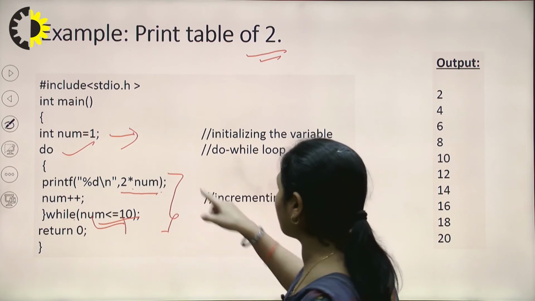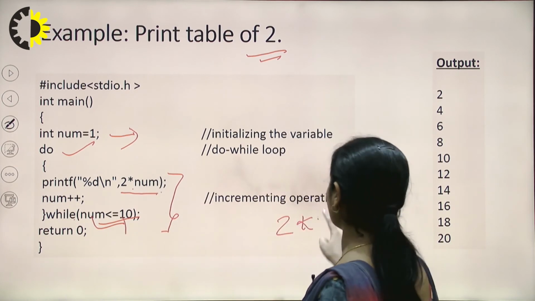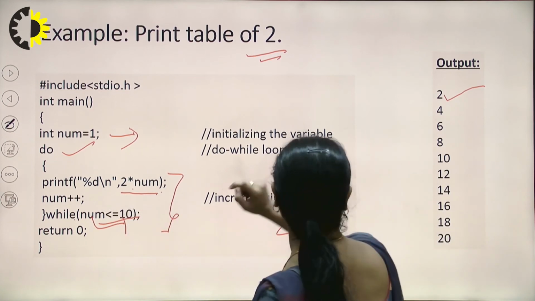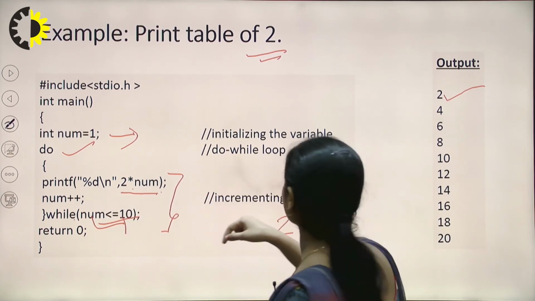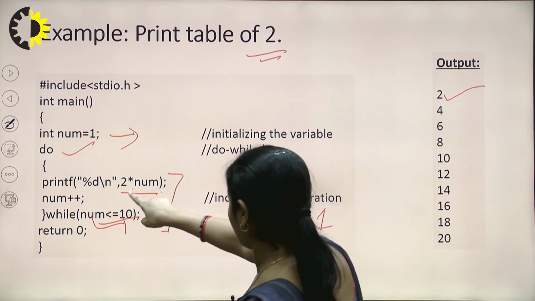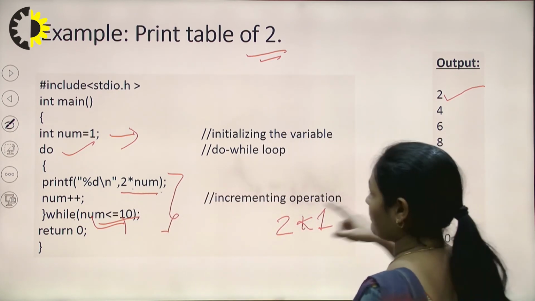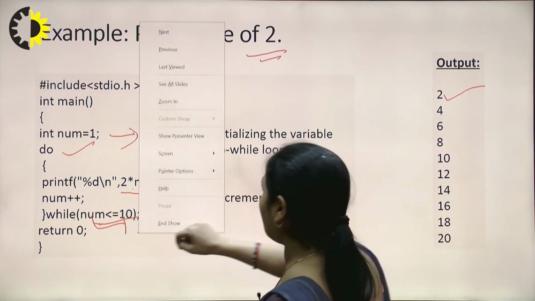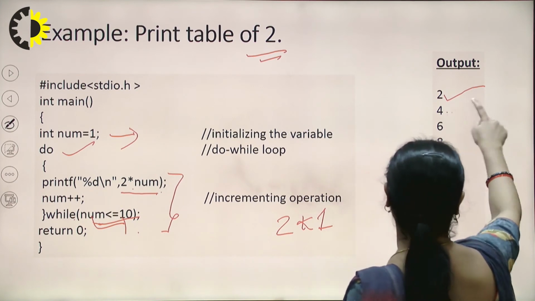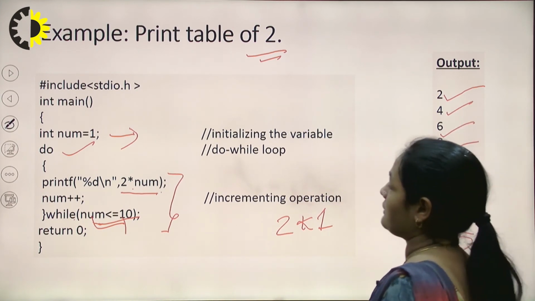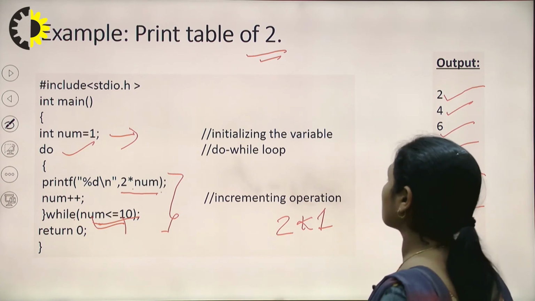So how will it execute? 2 multiplied by 1, it will print 2. After that, it will update and the num value will become 3. Then 2 multiplied by 3, and 3 is also less than 10. Then it will become 4. Then 6, then 8, and when the condition is false, it will stop.